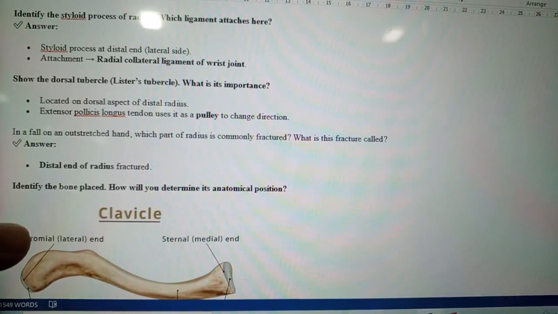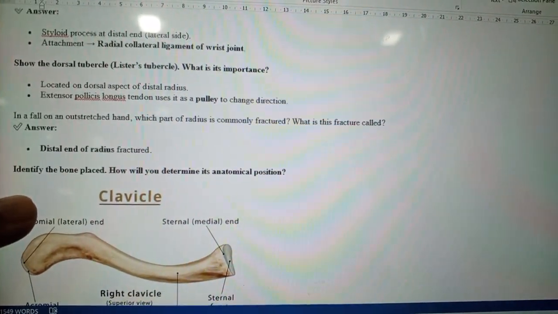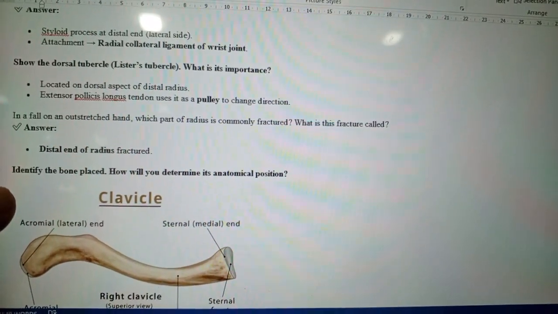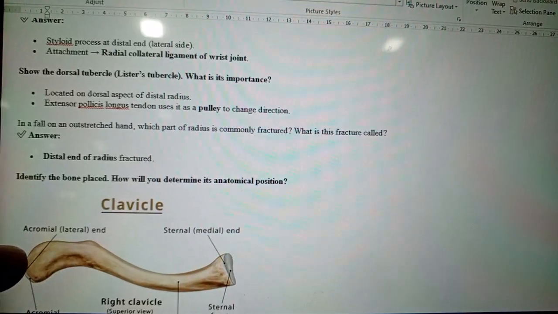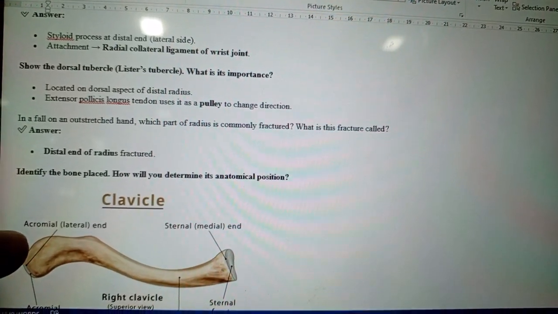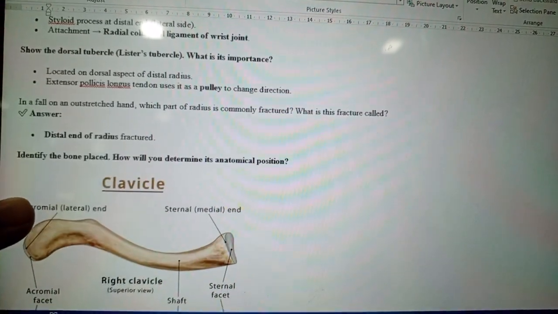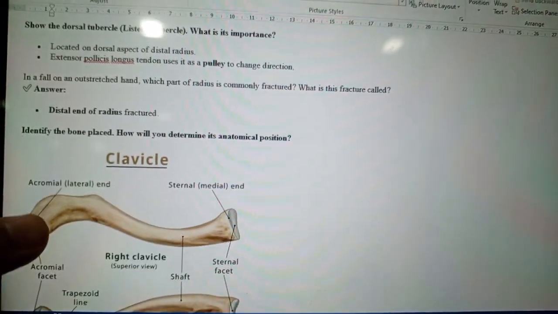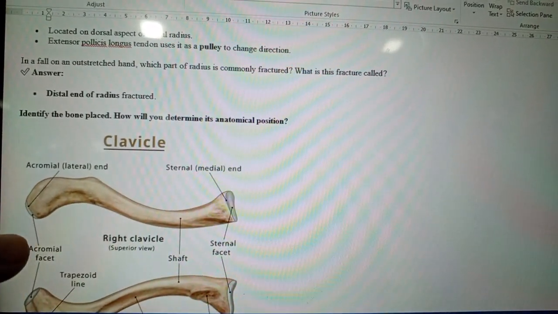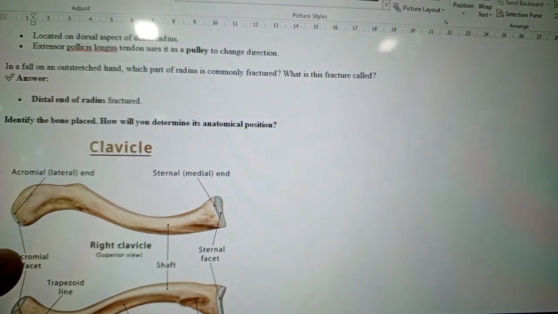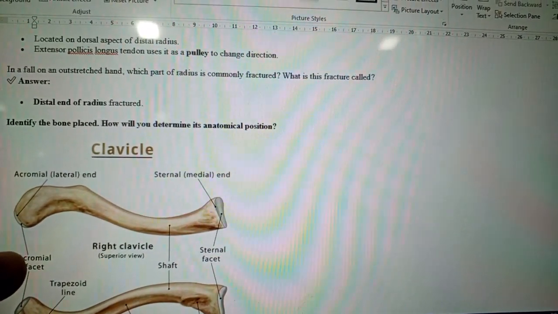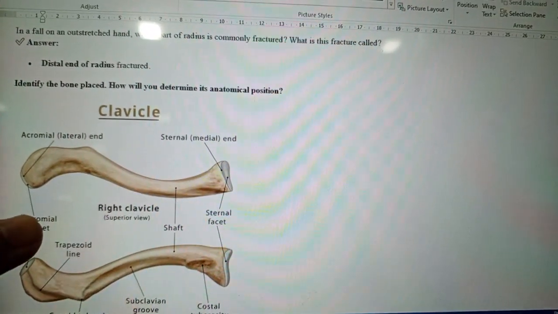Dorsal tubercle, I have shown you the Lister tubercle, and its clinical importance is that it acts as a pulley to change the direction. It is located on the dorsal aspect of the distal radius, and the extensor pollicis longus tendon uses it as a pulley. In a fall on an outstretched hand, which part of the radius is commonly fractured? The distal end of the radius is fractured.